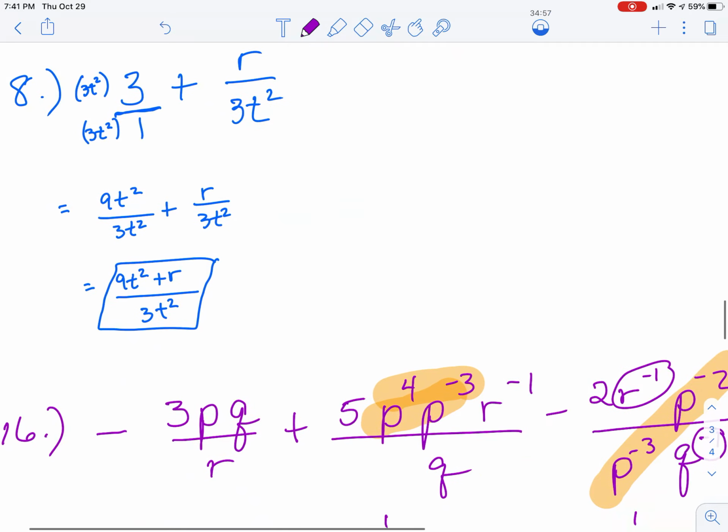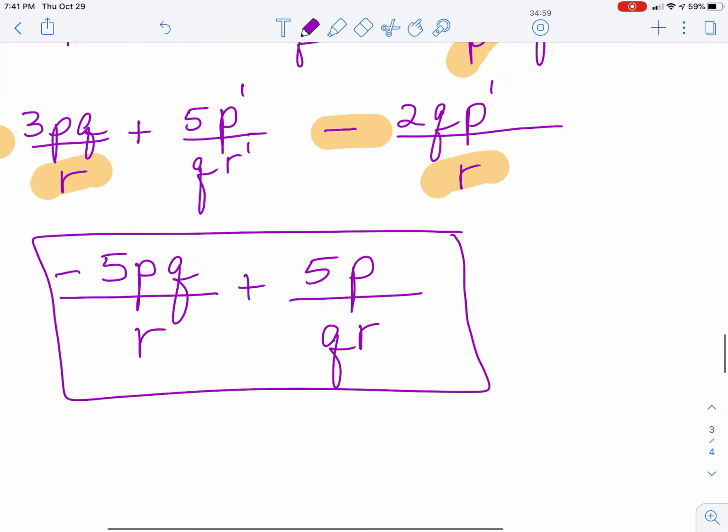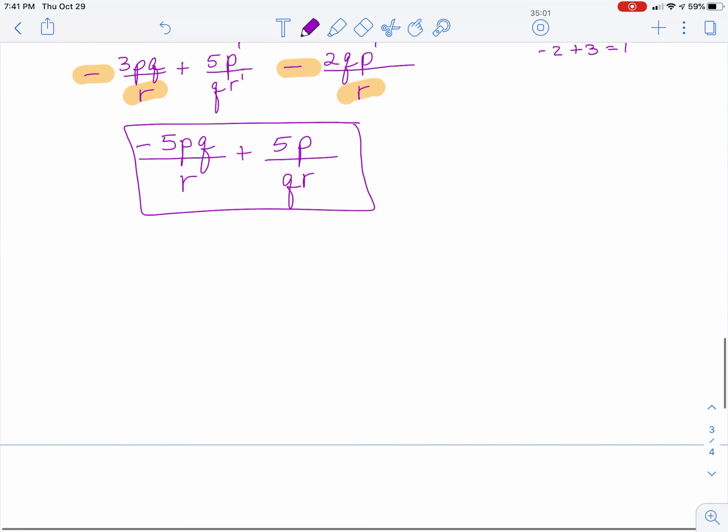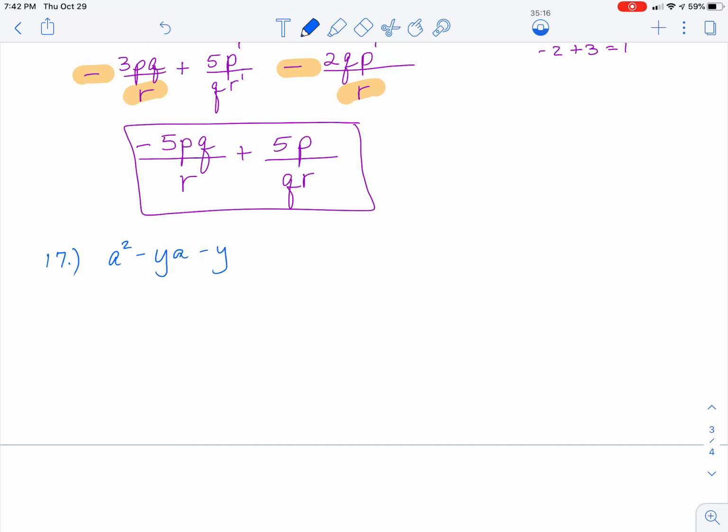So let me go down to the bottom here and rewrite the problem. Change my pen color. Number 17. And the expression written here is a squared minus ya minus y times a minus y. And we're told that everywhere we see y, we're going to put in a -3, and everywhere we see a, we're going to put in a 1/3.